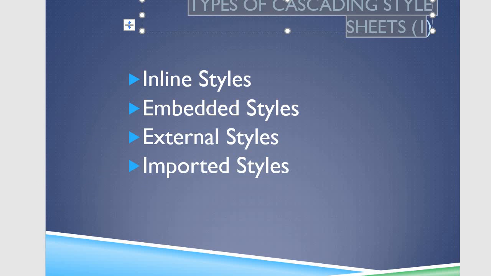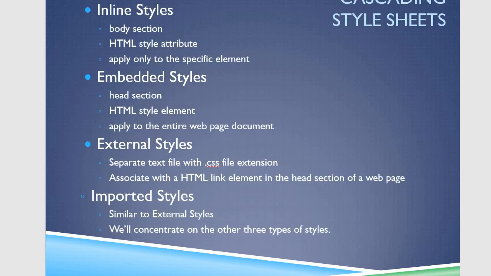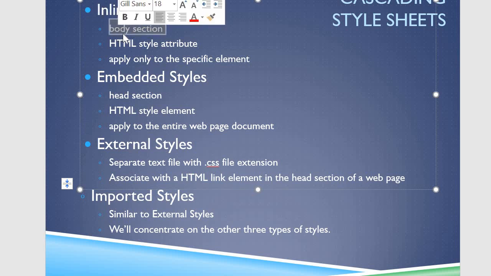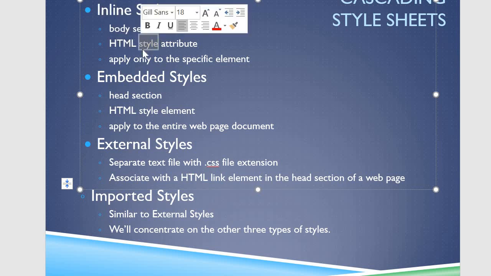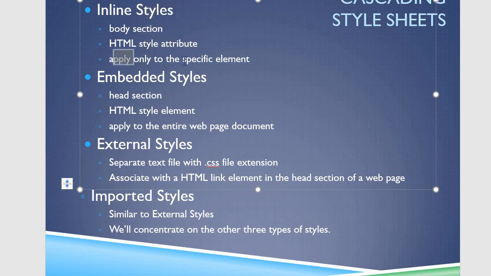So, cascading style sheet. Inline, where we write inside the body section, we use the HTML style attribute. So for inline, we use the HTML style attribute. It applies only to the specific element. What type of style? Inline style.